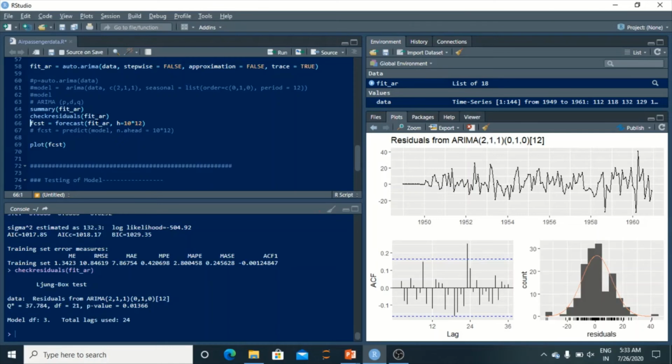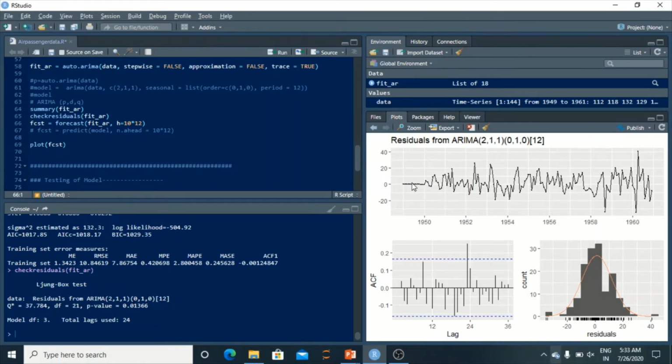How do we check this? Before explaining this graph, let's see the Ljung-Box test. The Ljung-Box test has the null hypothesis that the model is not well fitted, or the residuals are not IID. But as we saw, our p-value is less than the 5% level of significance, so we can reject the null hypothesis. That means we accept the alternative hypothesis, that the noise is IID. What is meant by IID? Independent and identically distributed.